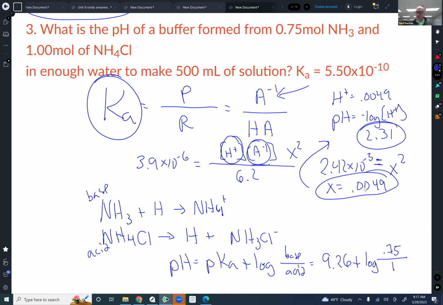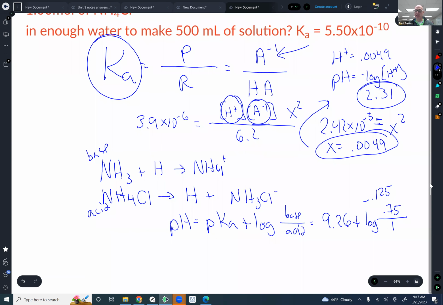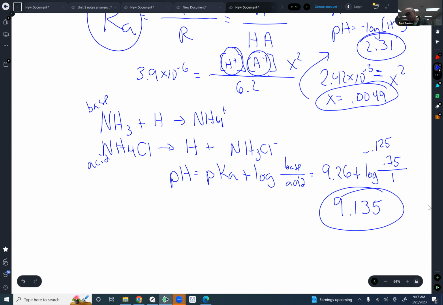So the log of 0.75 divided by 1 is negative 0.125. So this is not going to change my value a whole lot as far as what the pH is. It's just going to change it a little bit. So I've got 9.26 minus 0.125, and that gives me a new pH of 9.135, which, this is the purpose of a buffering solution, is that it adds material, but it doesn't allow the pH to change very much. If you had a big change, you know that you've done something wrong.